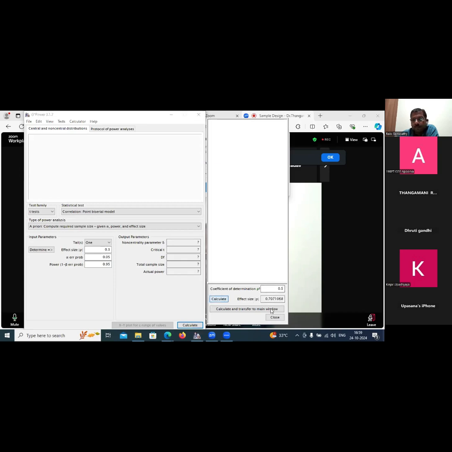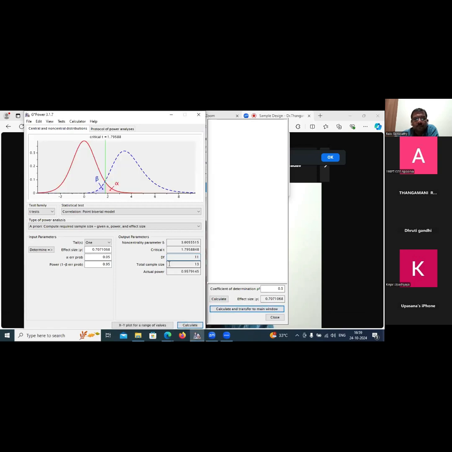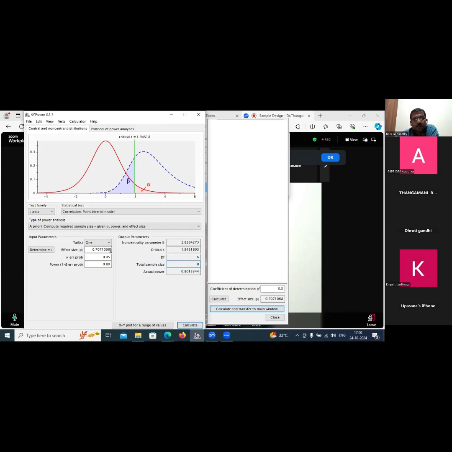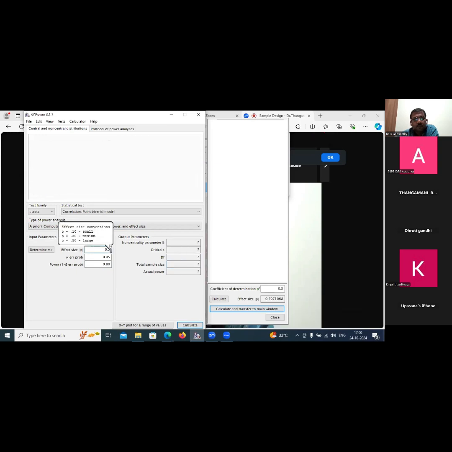If I calculate, you see 0.7 comes. So I shift here and calculate. That's it. If you are sure that your correlation is going to be more than 0.7, you need only 13 sample size, and that is for 95% power. If you make it 80, it will be further less. For example, if your effect size, the R value, you are expecting only, say, I don't know, it may be 0.5 only. Then you keep 0.5, and that also comes to only 21.